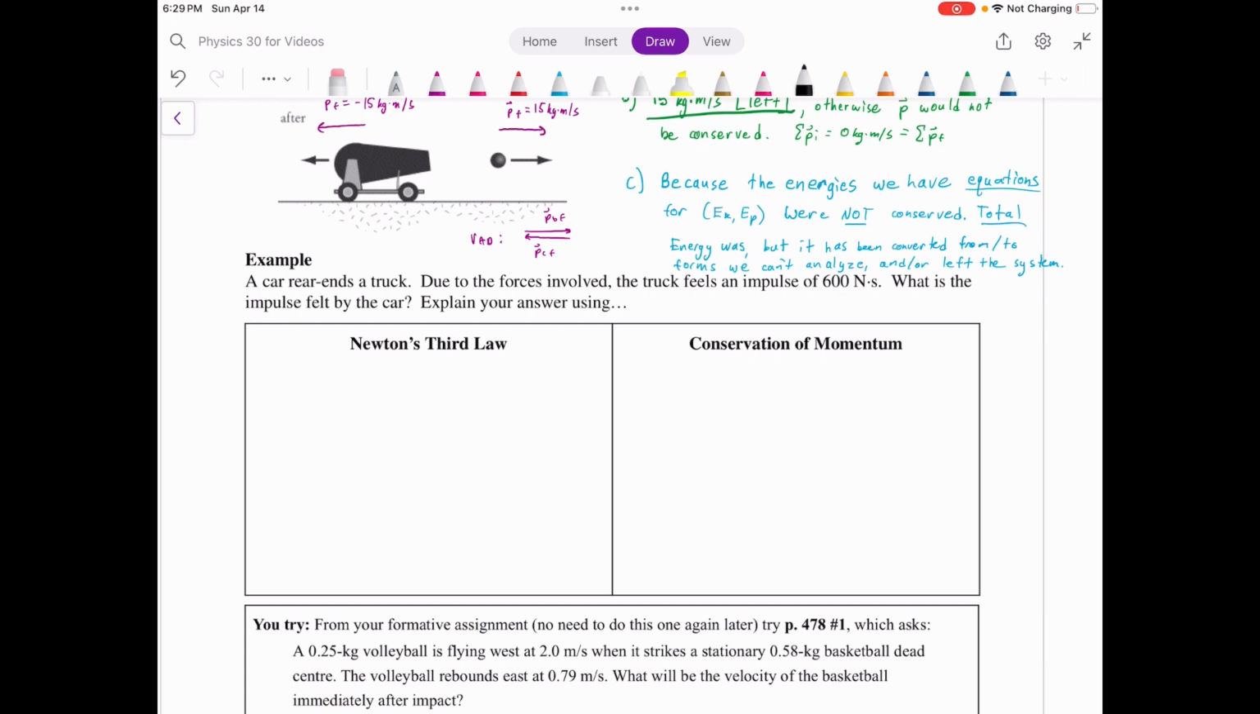So, Newton's third law, what does it say? It says that they will exert equal but opposite forces on each other.